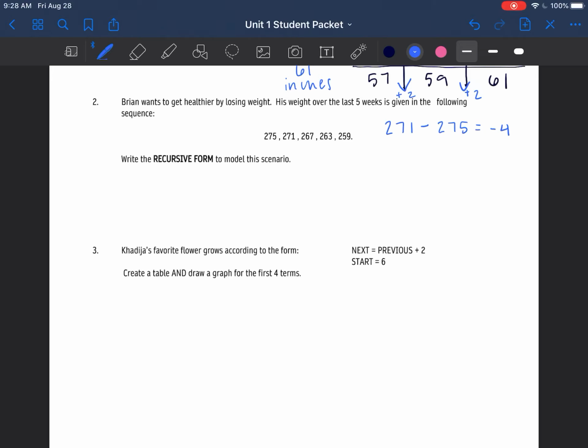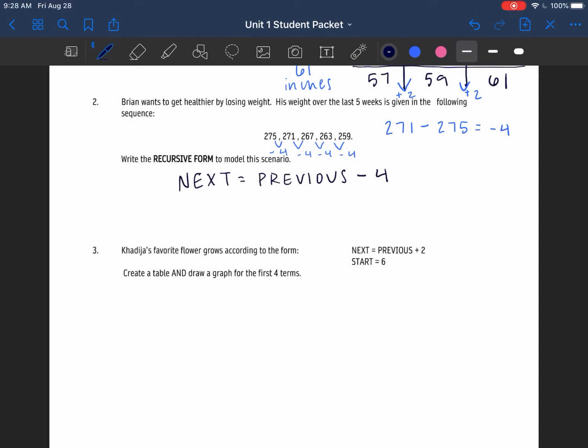So when we get a negative for our difference, that means we're subtracting every time, and I can see that's true. We're going down, we're decreasing. So if I subtract 4, my pattern works across the board. We can verify that. And the way we write that in a recursive form of an equation, we would say to get to the next number, we use the previous, and we subtract 4. So next equals previous minus 4.